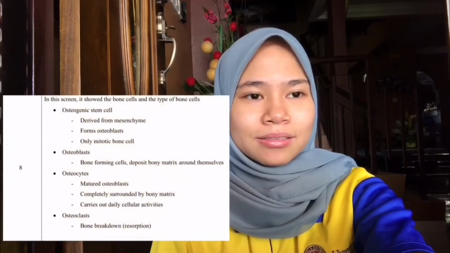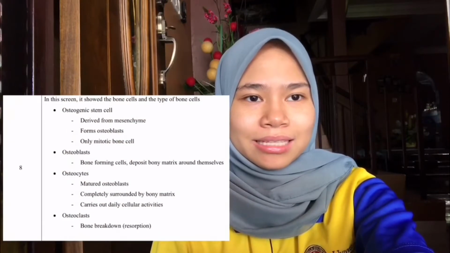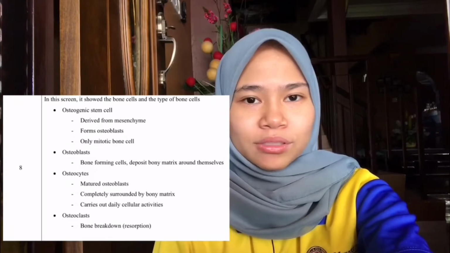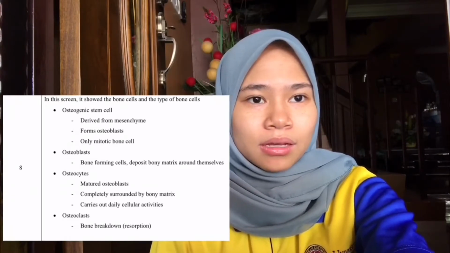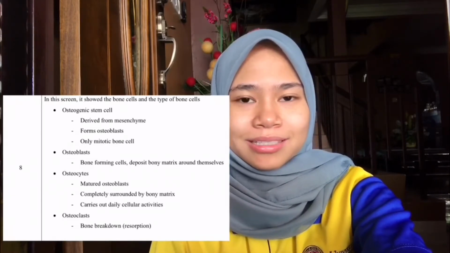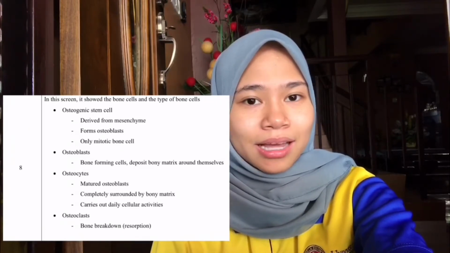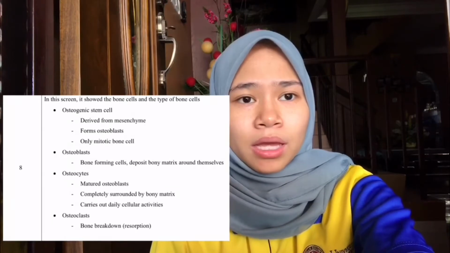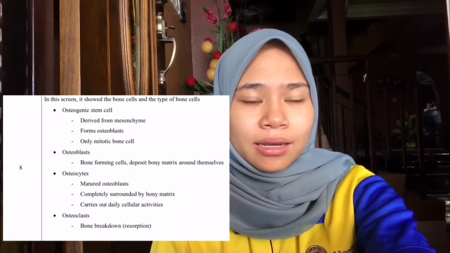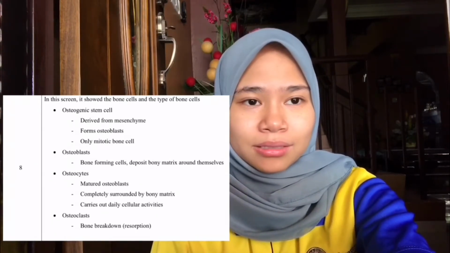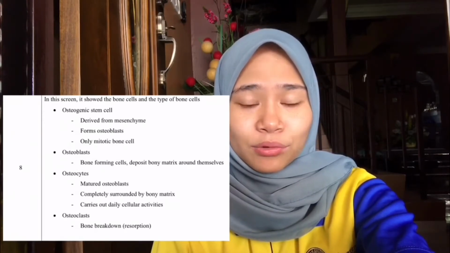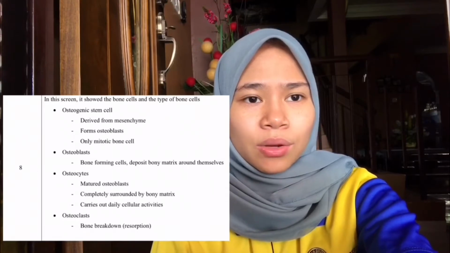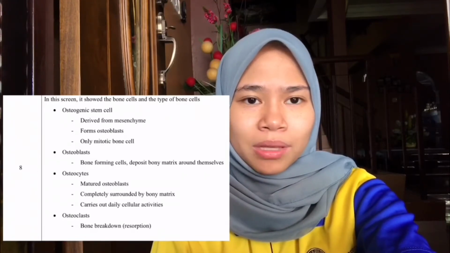Screen 8. In this screen, it shows the bone cells and the types of bone cells. There are 3 types of bone cell. First, osteogenic stem cell, derived from mesenchyme, and then osteoblast, and last, the only mitotic bone cell. Second, osteoblast, a bone-forming cell that deposits bone matrix around themselves.